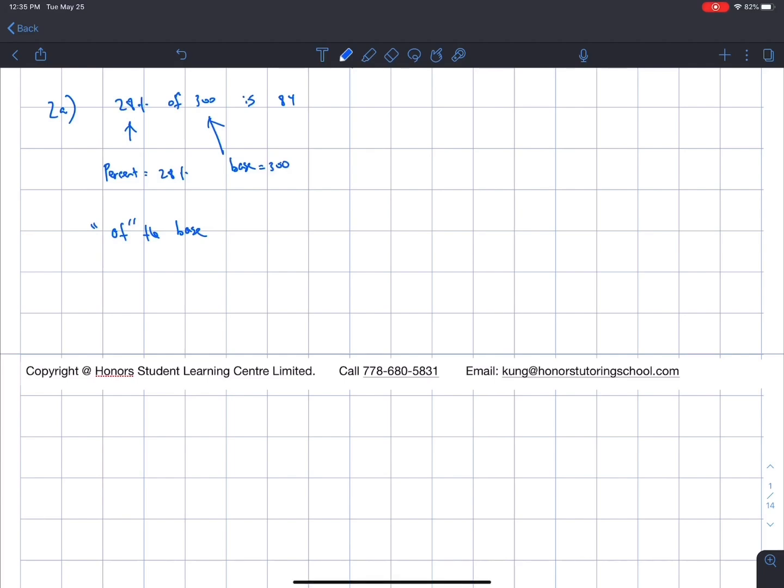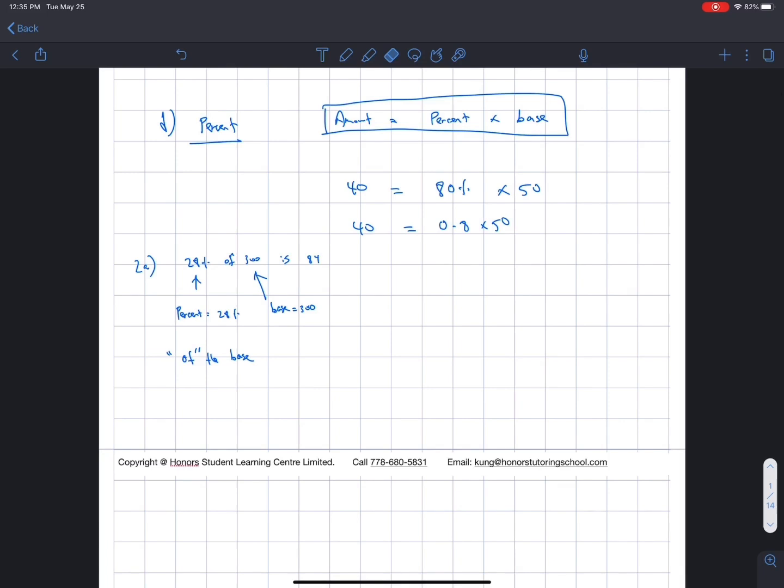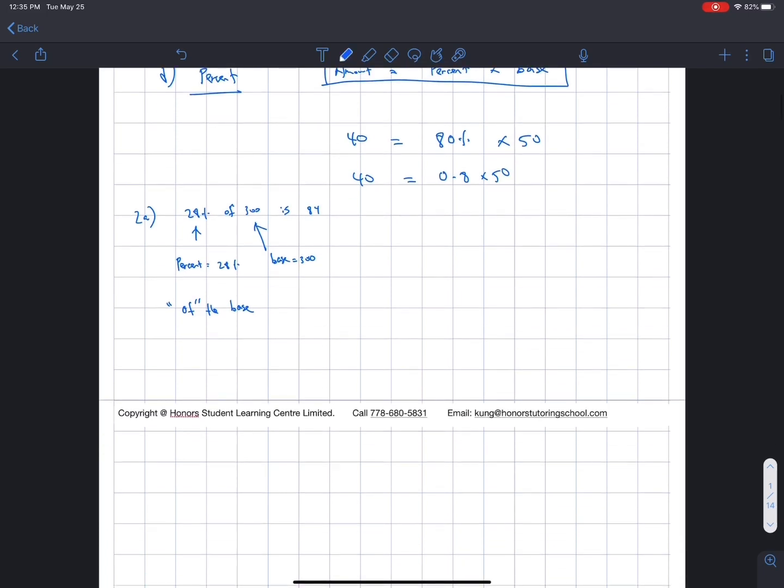And the last thing has to be the amount, right? And if you think about this, it's percent of base equals the amount, which is our equation from earlier, right? Amount equals percent times base. So what we are always going to see "is" is the amount. So in this case, the amount is 84. And those are the answers.